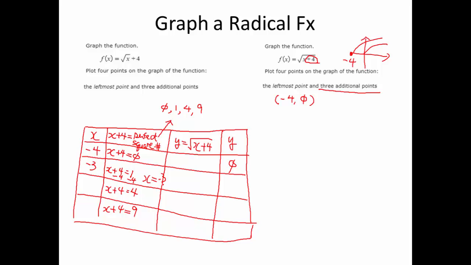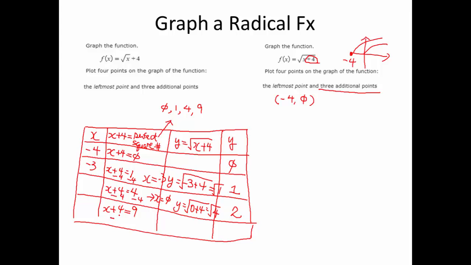Once we know what X value we're going to pick, we're going to find Y. We pick -3. So we're going to say -3 plus 4. -3 plus 4 is 1. So square root of 1 is equal to 1. For this one, again, we try to solve for X first. So we're going to minus 4. So X equal to 0. And Y is equal to square root of 0 plus 4, which is square root of 4. That gives you 2.